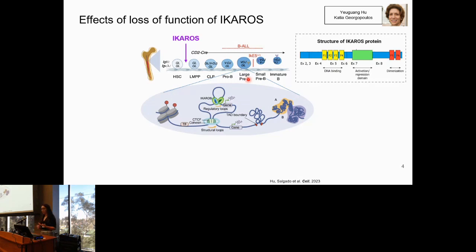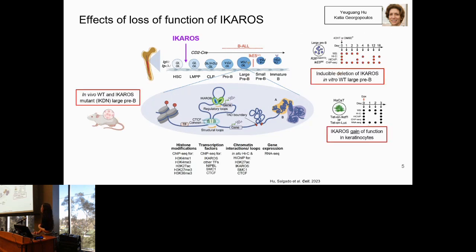So to understand how Ikaros is bringing these sites together, we performed in situ HiC and HiChIP in combination with ChIP-seq for different histone modifications and transcription factors, and also RNA-seq. And we did this in vivo in wild type and Ikaros mutant large pre-B cells, also in an inducible system where we induce the deletion of Ikaros in vitro in wild type large pre-B cells, and in some gain of function experiments where we induce the expression of Ikaros in keratinocytes, where it is not normally expressed.